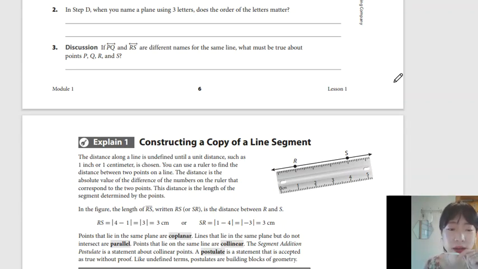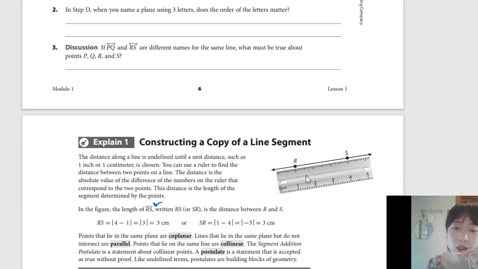You can use a ruler to find the distance between 2 points on a line. The distance is the absolute value of the difference of the numbers on the ruler that correspond to the 2 points. So distance, again, is going to be all positive numbers. This distance is the length of the segment determined by the points. In the figure, the length of RS, line segment, note that because there are no arrows on both sides, written RS or SR, is the distance between R and S.